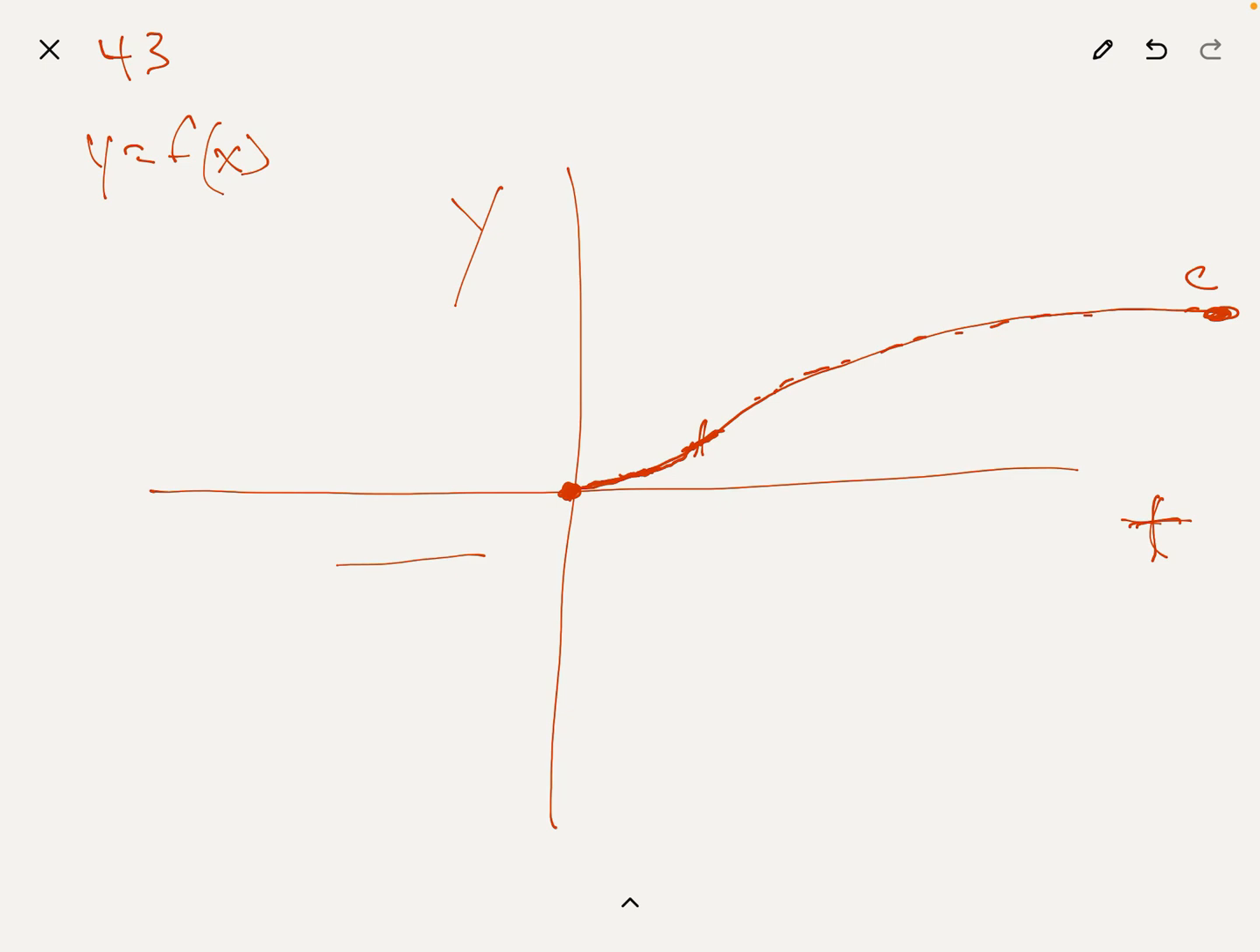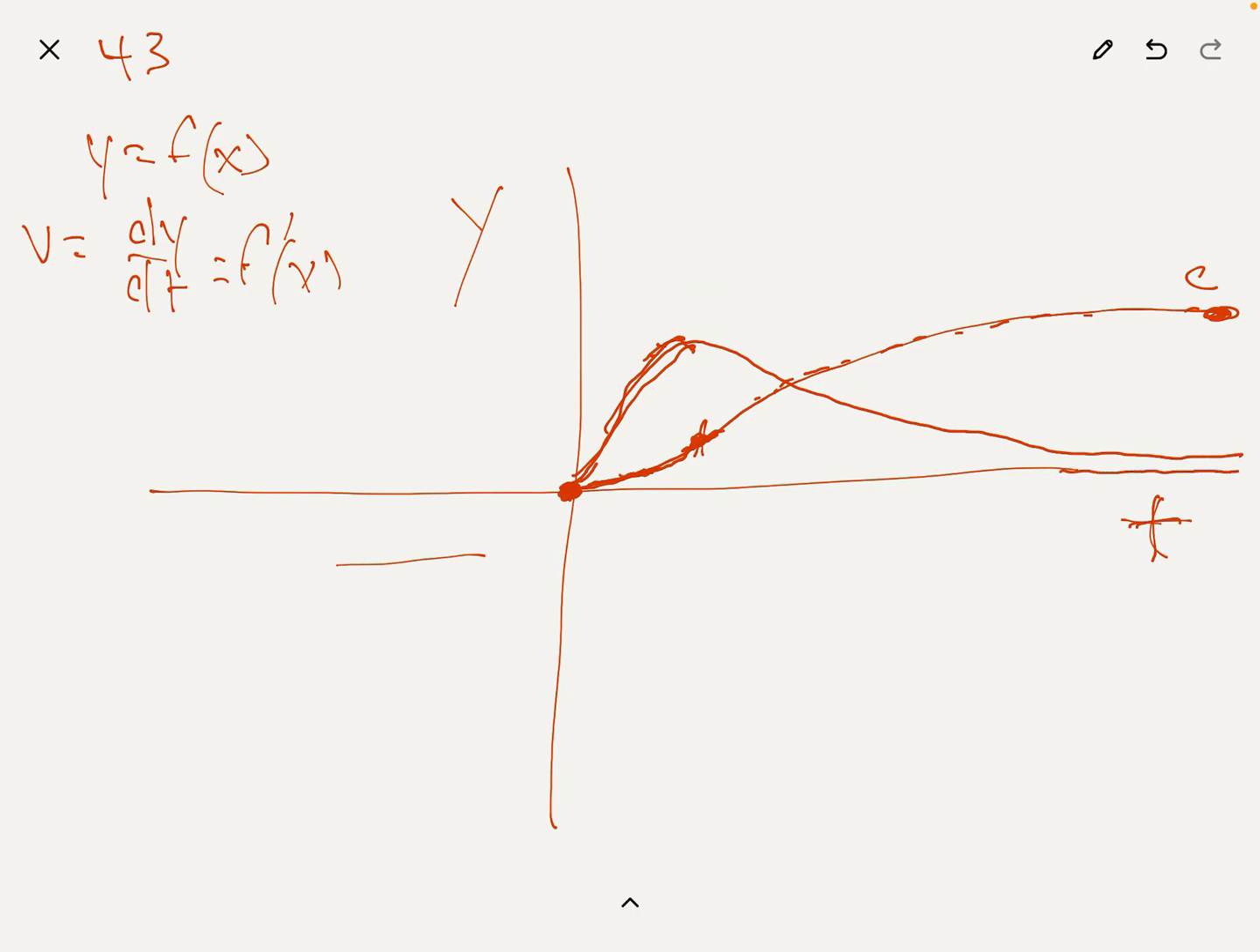So it looks to me like the velocity, which is, let's say, v equals dy dt equals f prime of x. It looks to me like the velocity was a maximum here. It was 0 when time equals 0. So the velocity kind of went up here. And again, I don't see that the velocity is ever negative. So it kind of goes up here, and then it gradually goes down towards t, where t is sort of the asymptote.